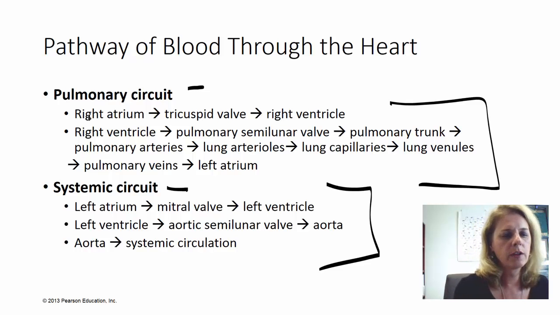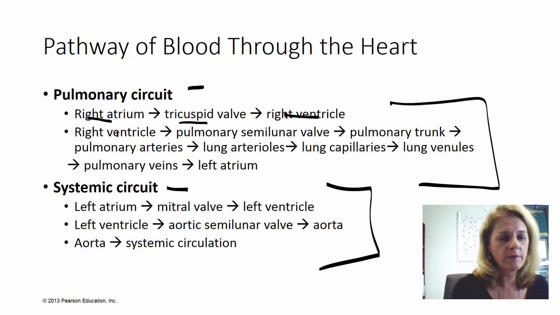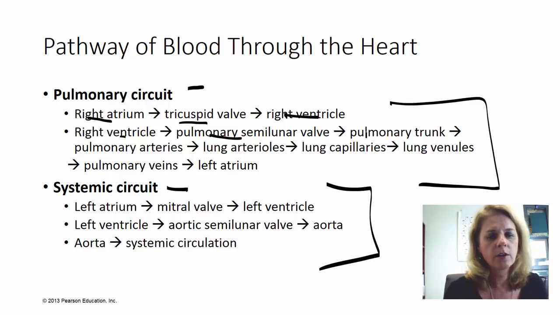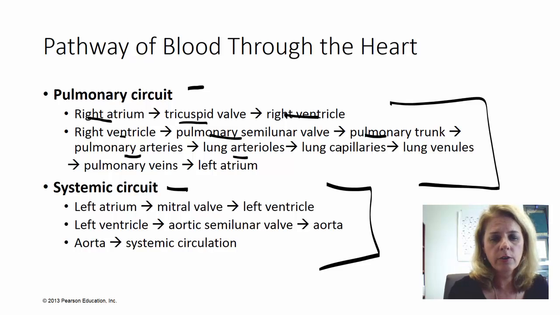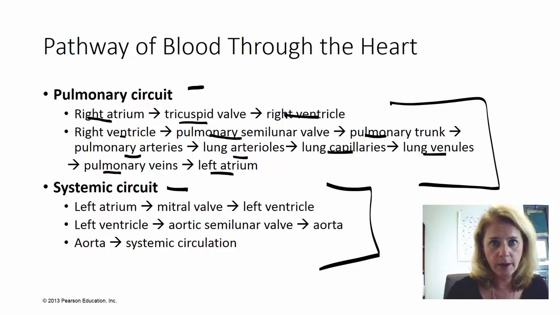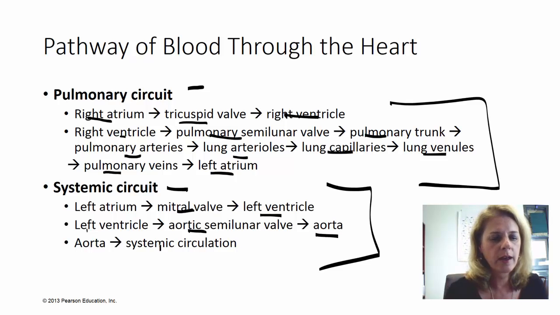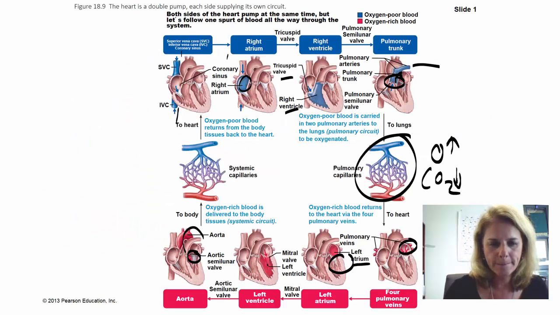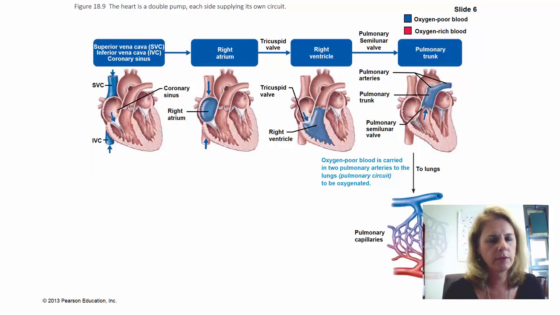So blood goes into the right atrium, through the tricuspid valve, into the right ventricle. From the right ventricle, it goes to the pulmonary semilunar valve to the pulmonary trunk. From the pulmonary trunk to the pulmonary arteries, to the lung arterioles, to the lung capillaries, to the lung venules, back to the pulmonary veins, to the left atrium, okay? Once it's in the left atrium, it goes to the mitral valve, to the left ventricle, from the left ventricle to the aortic semilunar valve, to the aorta, out to the rest of the body, okay? All right. So I did this. I've got another slide just so it would look a little bit bigger, and do it one more time. I think repetition with this is probably the best way to go.